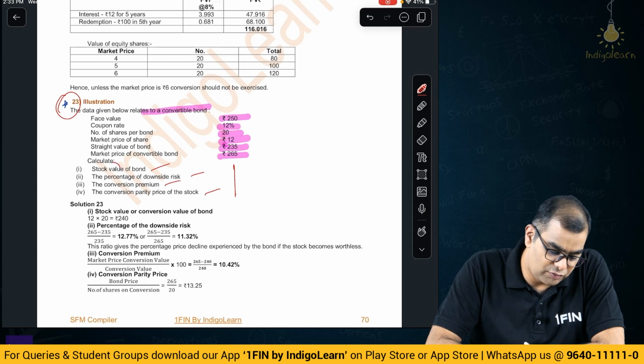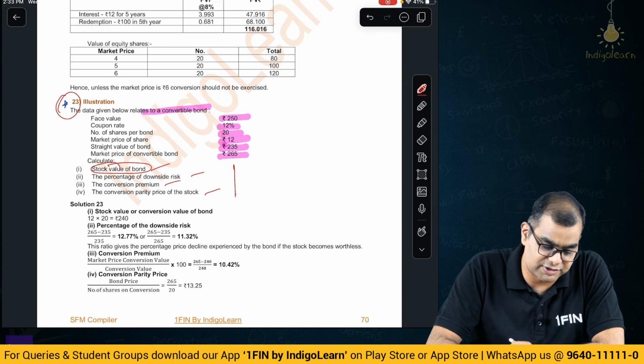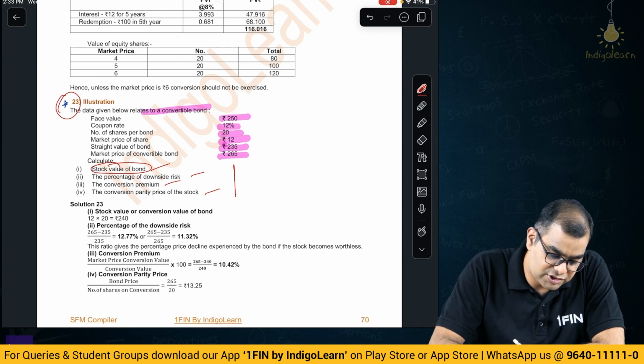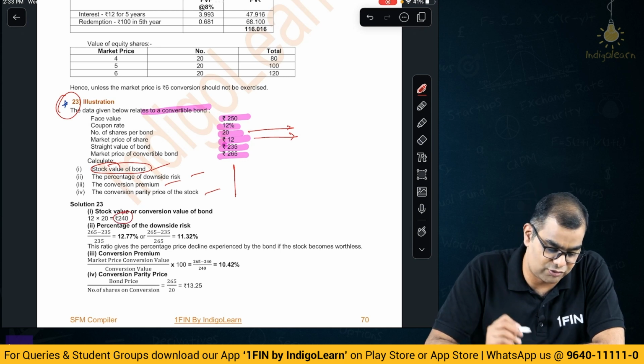Stock value. What is stock value? Stock value is nothing but conversion value, which is conversion ratio into conversion price. What is conversion price? Conversion price is 12 and conversion ratio is 20. So, 20 into 12 is 240. The stock value or conversion value is 240. So, first one is over.